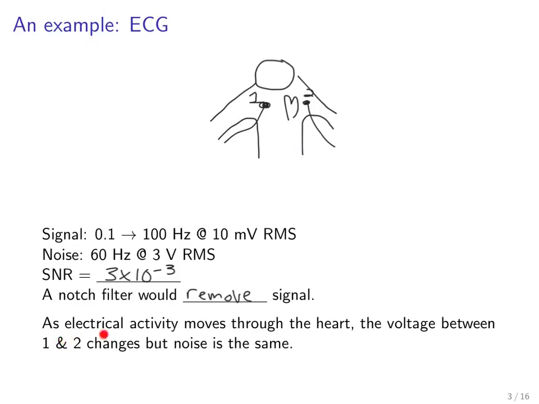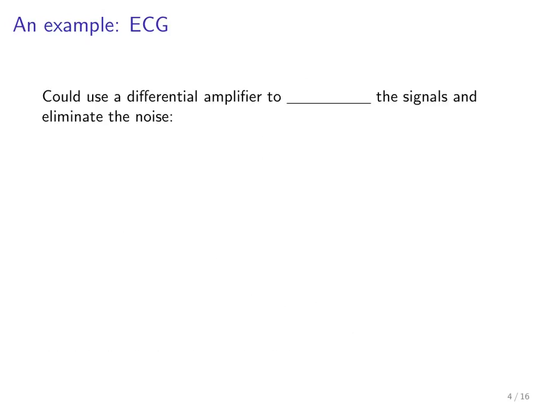Now, as electrical activity moves through the heart, the voltage between probes 1 and 2 will change, but the noise is the same on those two probes. So that suggests that we can use differential amplification to remove it. What we're going to do is use a differential amplifier to subtract the signals and eliminate the noise.